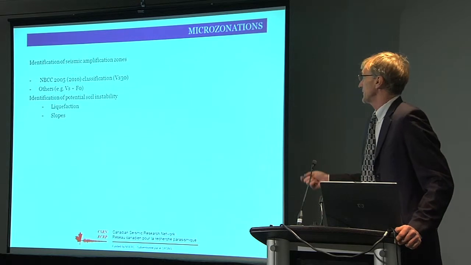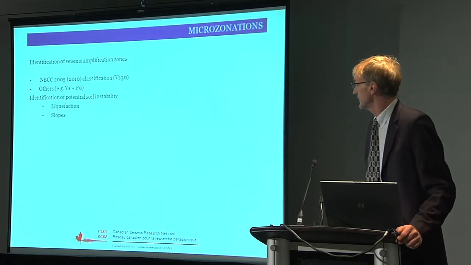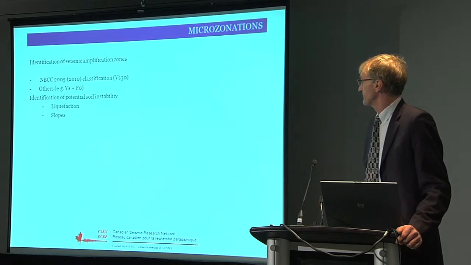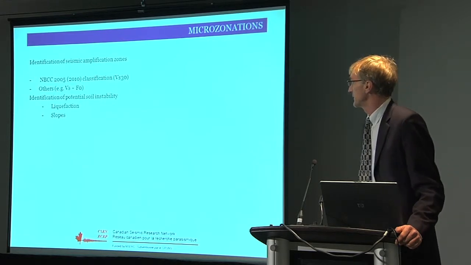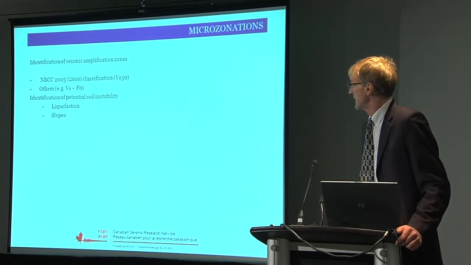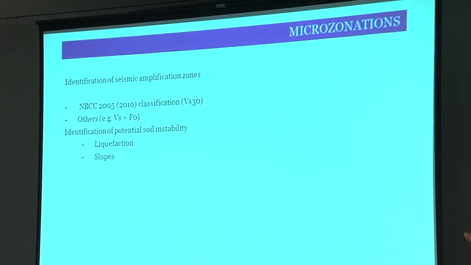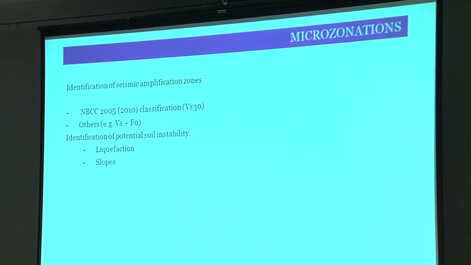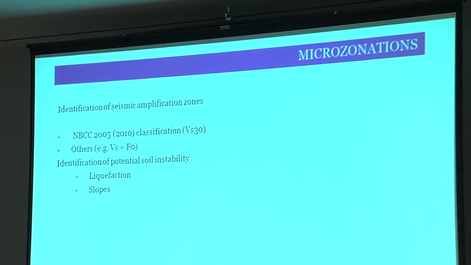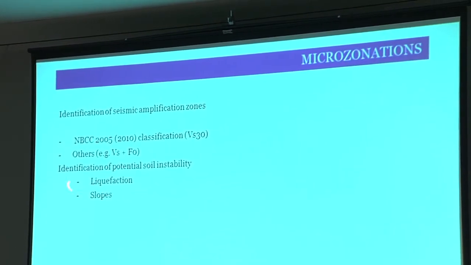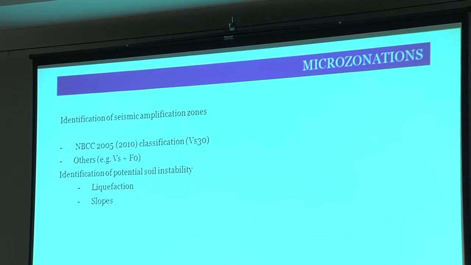So in terms of the microzonation, the work that has been done was to look at the identification of the seismic amplification zones. We've done a little bit like was done in Ottawa. We've looked at defining the microzonation in terms of the National Building Code of Canada classification, based on the VS30, the shear wave velocity over the first 30 meters of depth at the site. We've also looked at other means of doing the microzonation based on measurements of shear wave velocity, but also using information about the fundamental frequency of the soil deposits. We also started looking at the identification of potential soil instabilities. So we've done some work on liquefaction and a limited amount on slope instability.